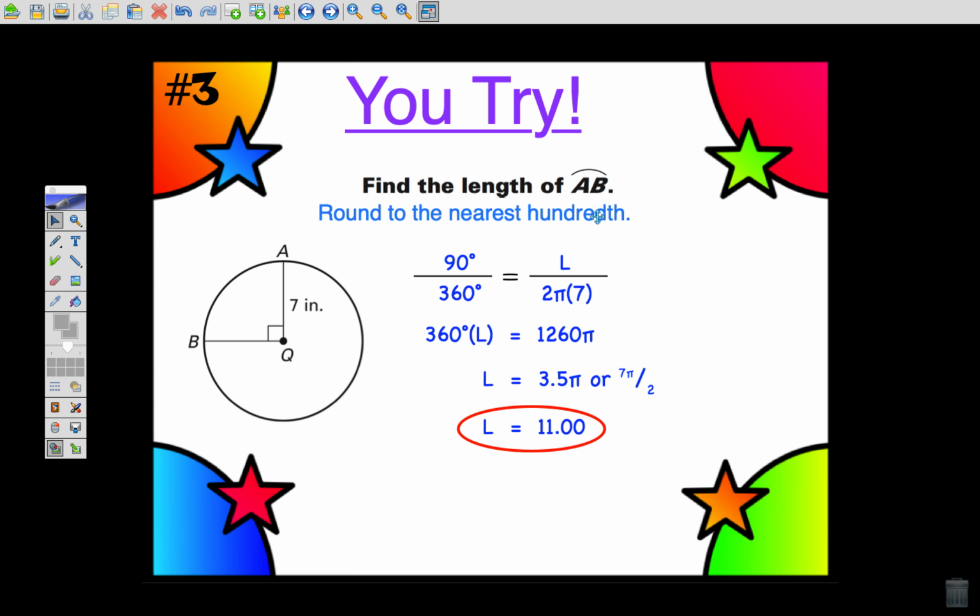And again, I know it says round to the nearest hundredth up here, but if this said exact answer, 7 pi over 2 is a much better way of writing it than 3.5 pi. In other words, don't mix decimals with exact answers when you're using pi. Convert them to fractions instead.